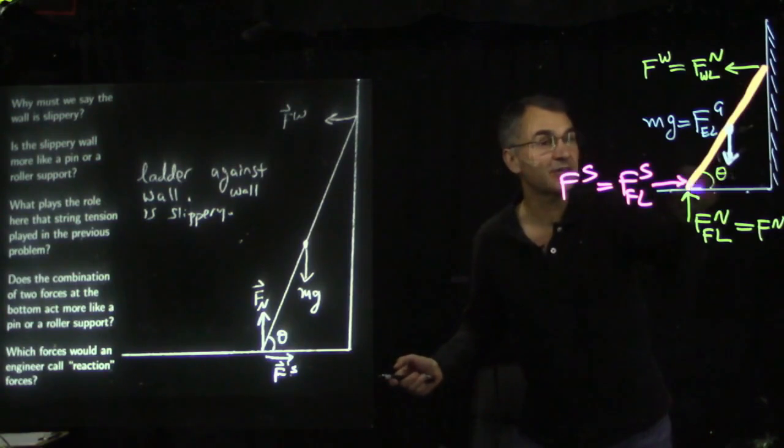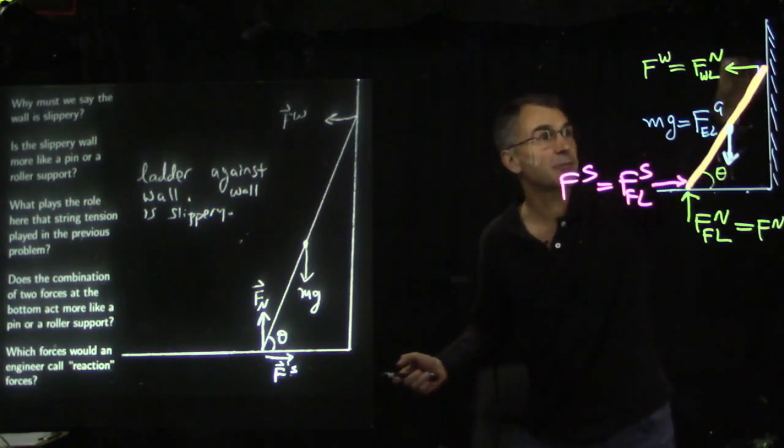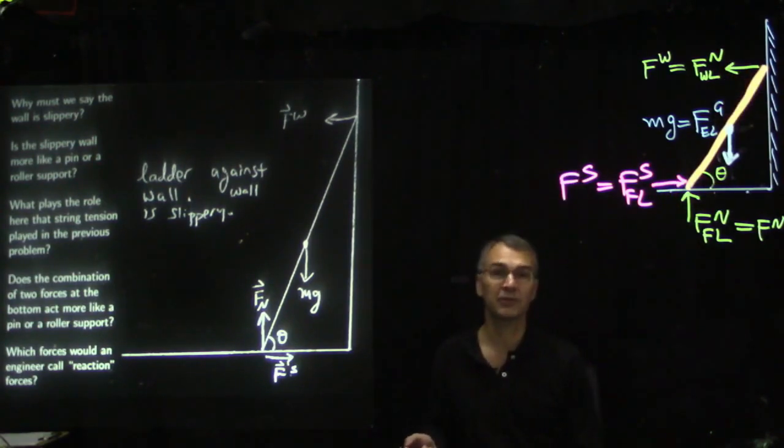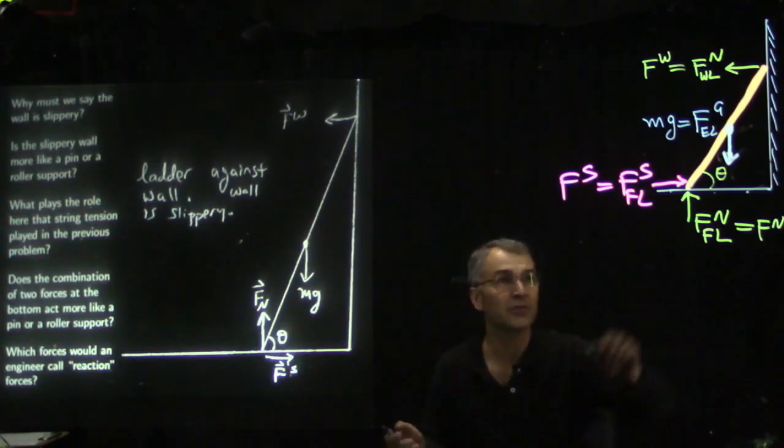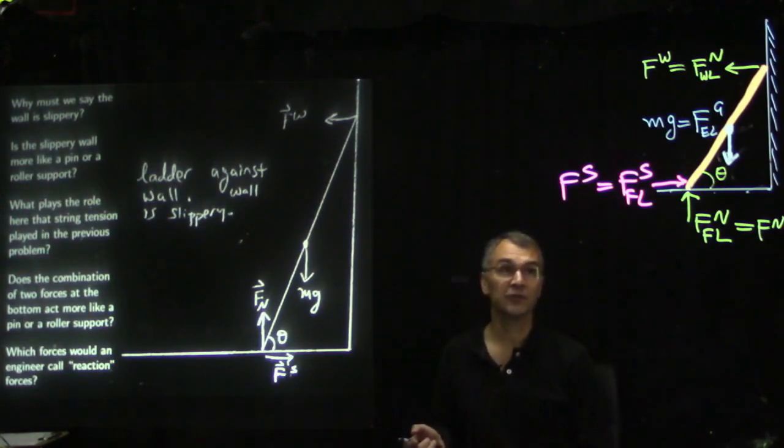Not a roller skate on the ground, the way you would normally see a roller skate, but a roller skate up against the wall. And you'll see us do something very similar to that in the future. What plays the role here that string tension played in the arch problem? Well, I would say static friction plays the horizontal buttressing role that the string tension played in our arch problem.